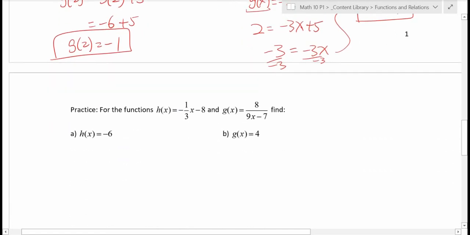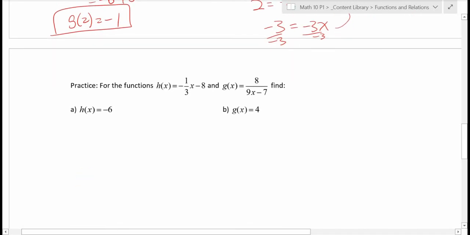All right, so here are some similar questions for you to practice. We know that h of x is negative 6 and g of x is 4. We are looking for x. It shouldn't say find, it should say solve for x. So you have to be careful. This is saying h of x, so you have to use this function, and that's g of x, so you have to use this function. Give it a try and see how it goes.